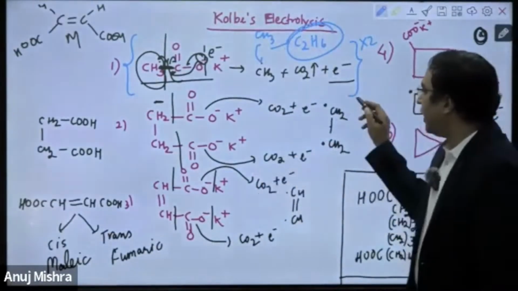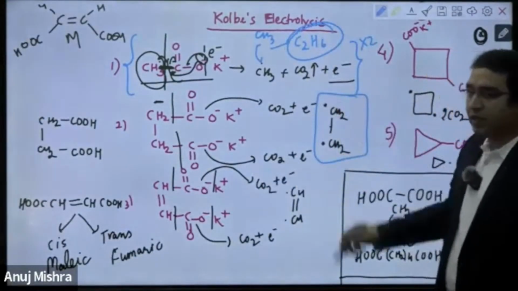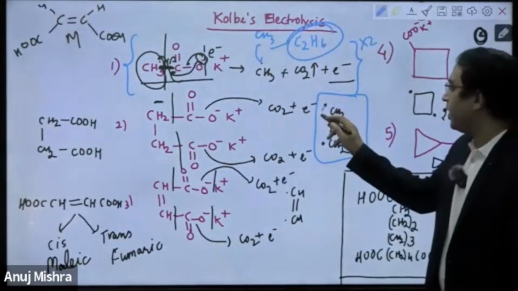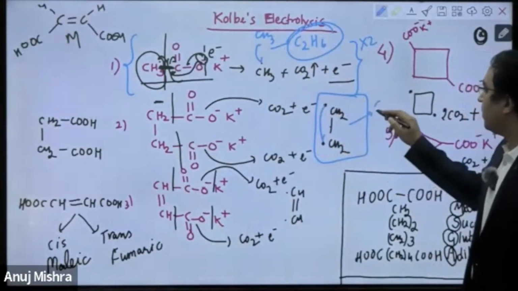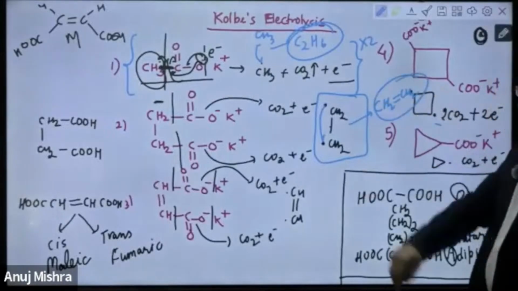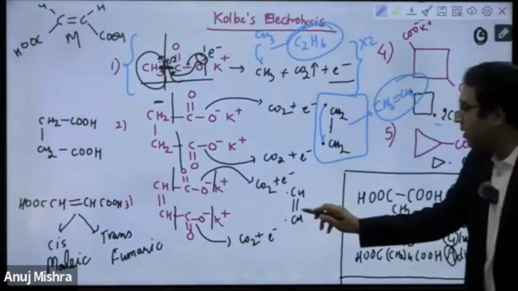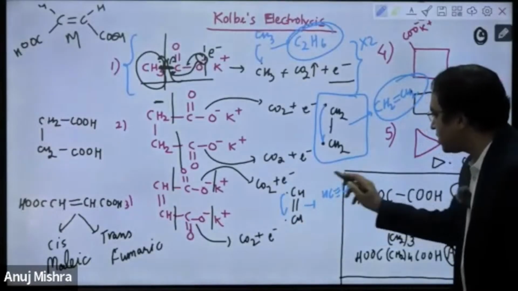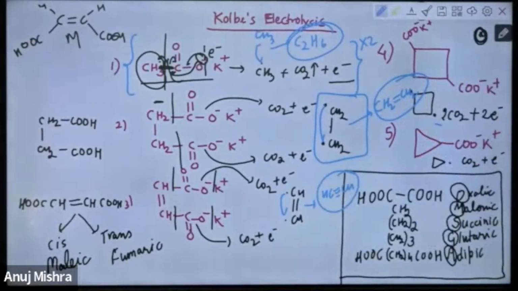This one is already a radical, and there are 2 radicals present together. They don't want something from outside, they can join here itself. What will they form? CH2 double bond CH2, which is called ethylene or ethene. This one will combine to form HC triple bond CH, which is called ethyne or acetylene, right?